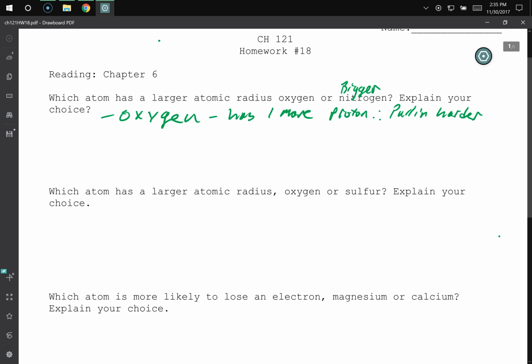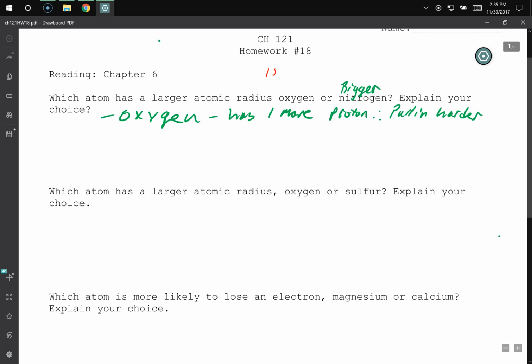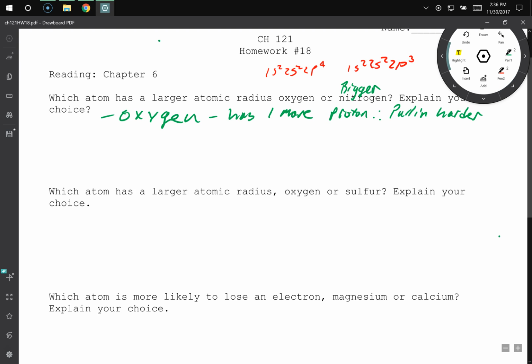So let's start with this: 1s2, 2s2, 2p4, and 1s2, 2s2, 2p3. All right, those are the electron configurations. So this one has one more electron, right? Tell me about that electron.